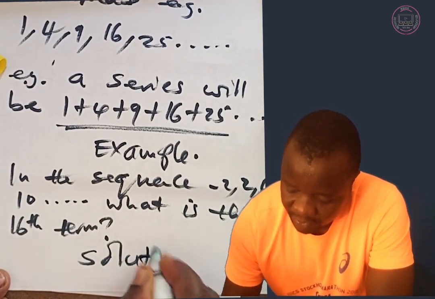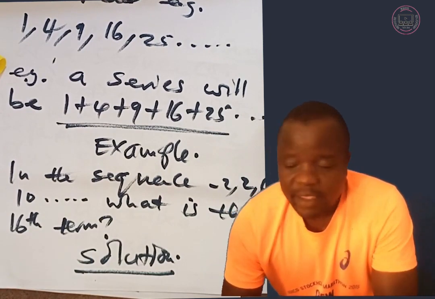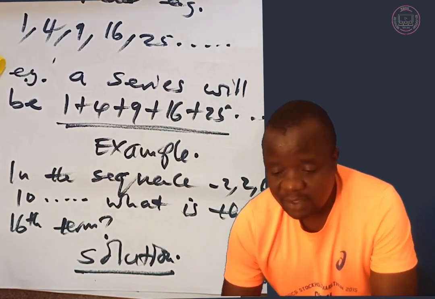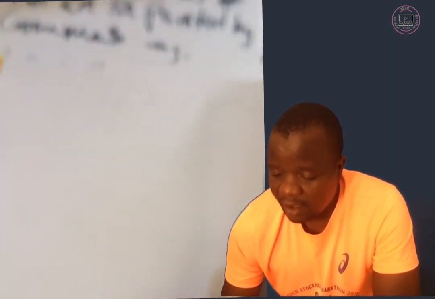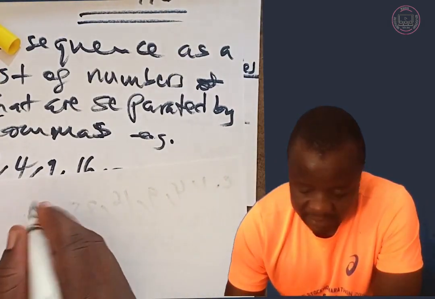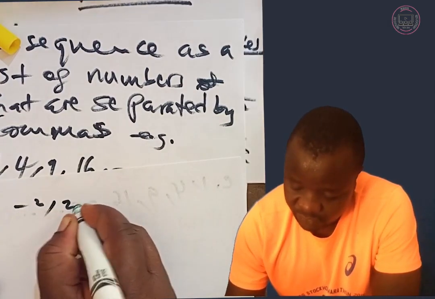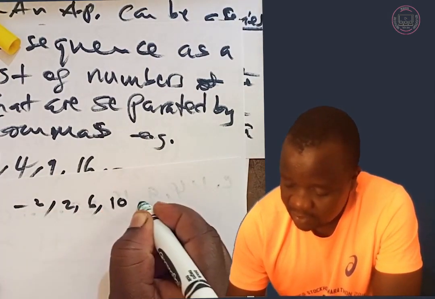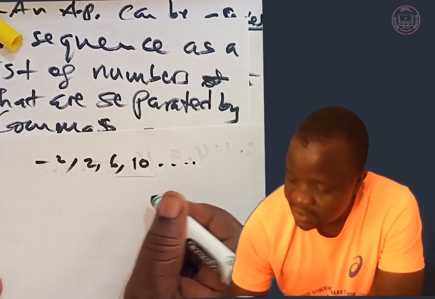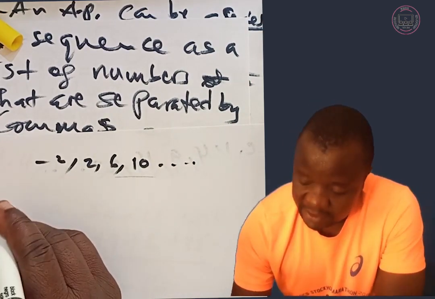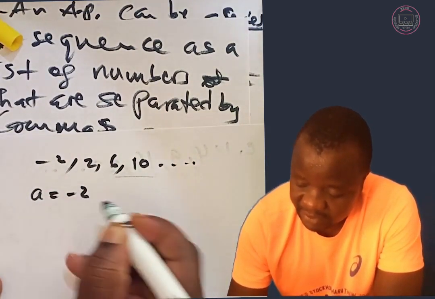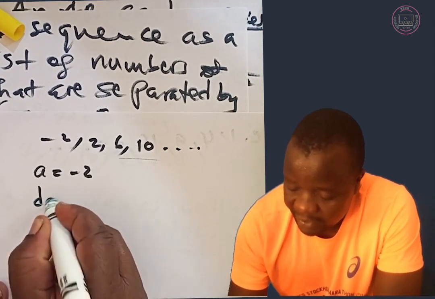Now let us have a solution where I said we are going to use the nth term formula. The nth term formula will assist us to actually work out the solution. So we have the sequence -2, 2, 6. This one is an arithmetic sequence. From this sequence we can now identify the terms. The -2 is taken as A, which is the first term. And now we can find the D.